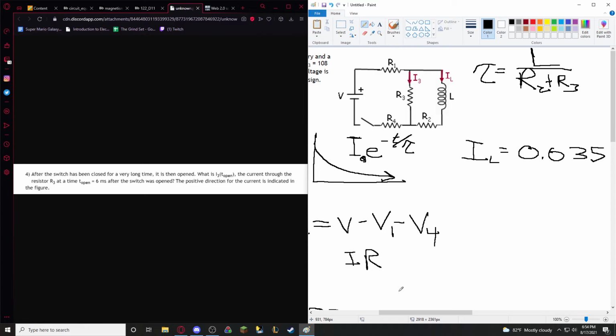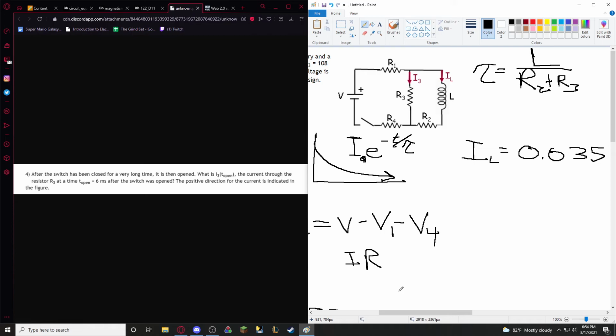Okay, so now we're trying to figure out the current I naught. So in this case, we will... Well, we just found I naught. Oh, okay. Right? Then... Oh, right. We're supposed to try to find the current through R3. My bad. 6 milliseconds after we open the switch.